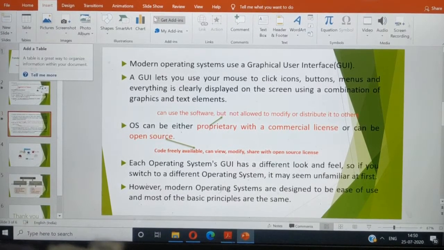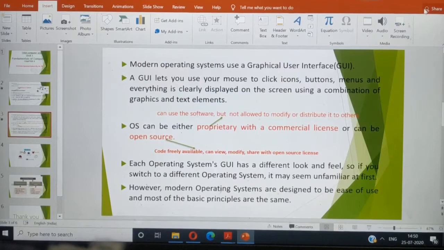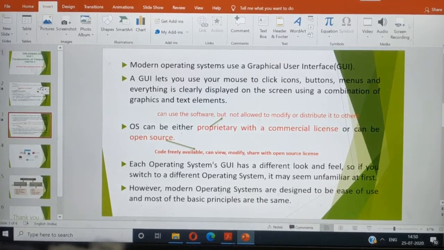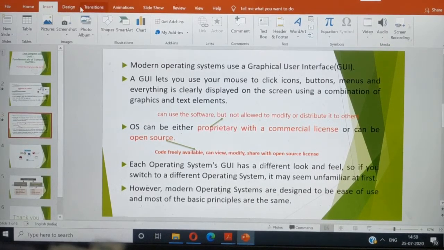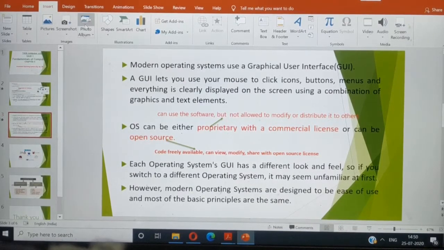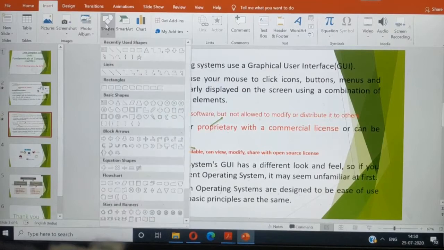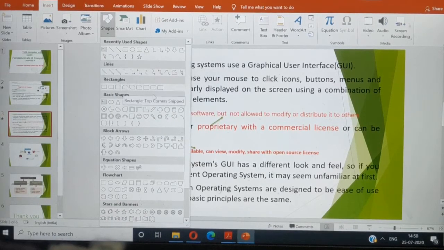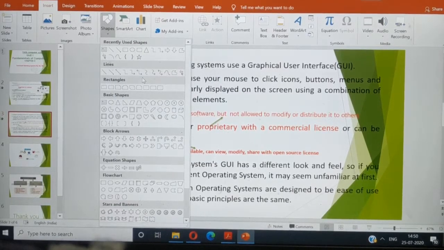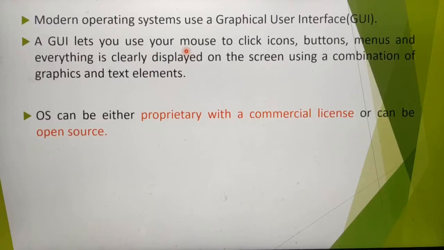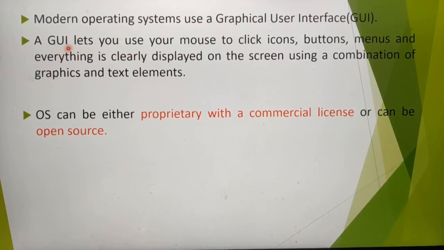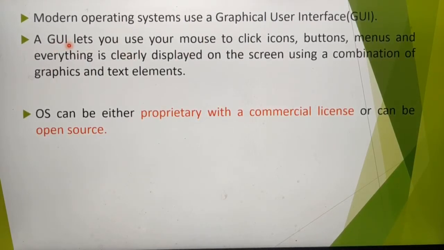Next, we have some buttons, such as the minimize button, maximize button and close button. Then we have menus. Here File, Home, Insert, all those are called menus. By selecting these menus, we can select sub-menus also, and select our desired information by using a pointing device, like a mouse. That is what is given here. GUI means graphical user interface.